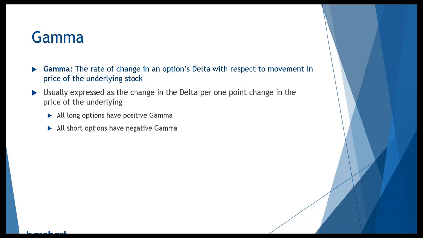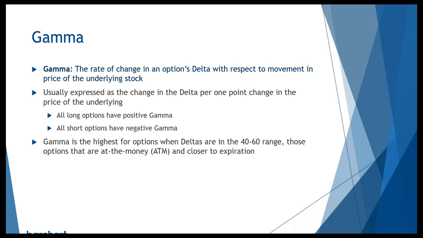So for a short call, that would have a negative gamma, and the delta would become more negative to the position as price moves towards that 100, as it becomes more like a stock price. So gammas of long positions are positive and gammas of short positions are negative. And typically we find our gammas are the highest where our deltas are in this range of between 40 and 60. And also those options that are at the money or closer to expiration.